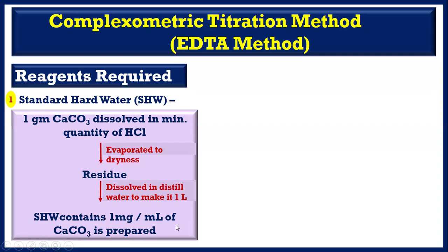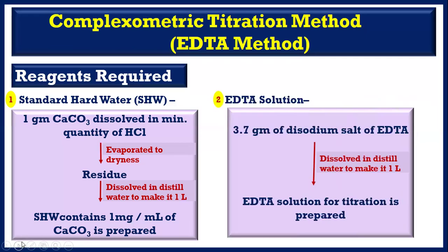So the standard hard water contains 1 milligram per ml of calcium carbonate. This is a very important factor here: the concentration of standard hard water is 1 milligram per ml. We dissolve 1 gram in 1 liter, so we can say 1 milligram of calcium carbonate is present in 1 ml of standard hard water. The second solution is the EDTA solution. To prepare the EDTA solution, 3.7 gram of disodium salt of EDTA is dissolved in 1 liter. Why disodium salt of EDTA?